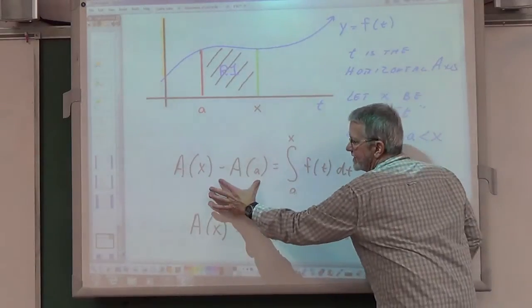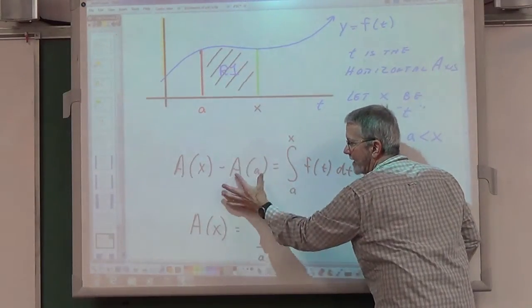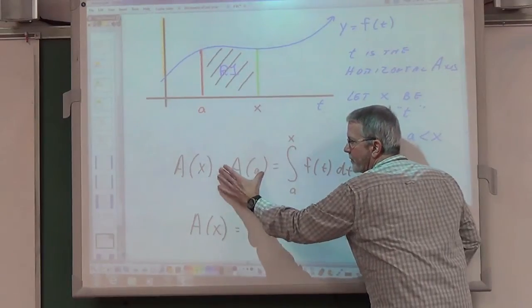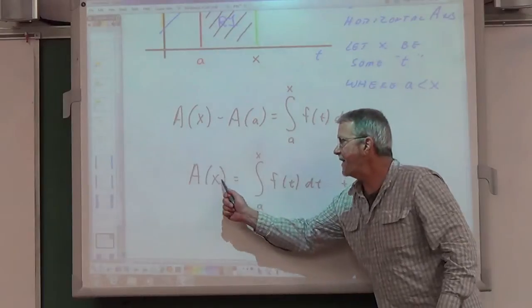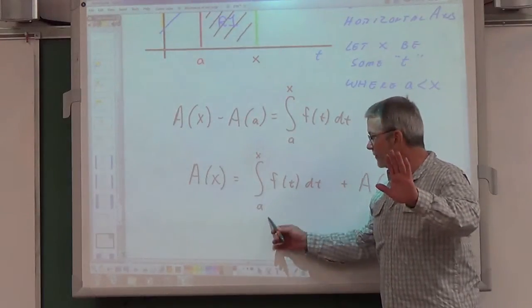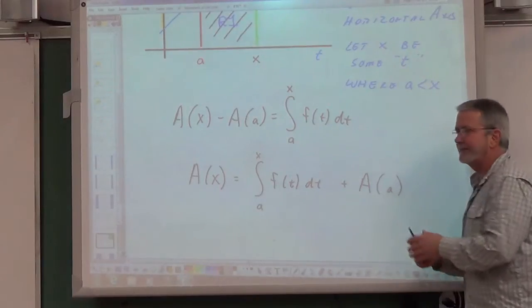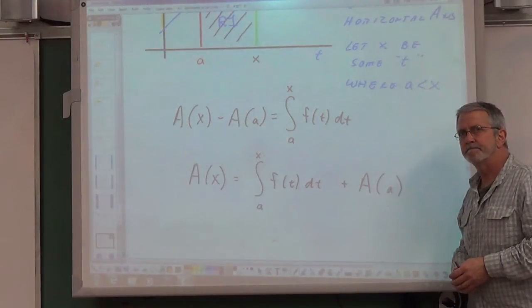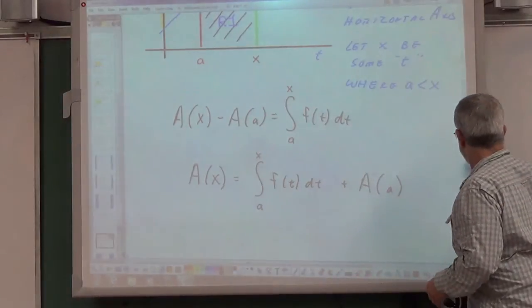I'm going to add this constant. A of little a is also a constant. I'm going to add that to both sides. And now I have A of x is equal to the integral from little a to x of f of t dt, plus this A of a. This is an equality. This is an equation.